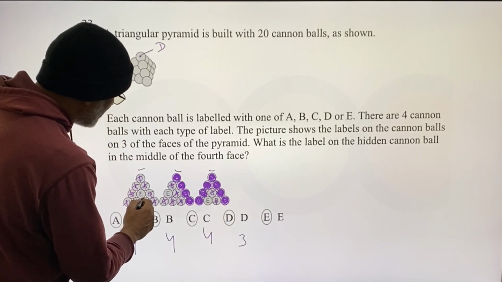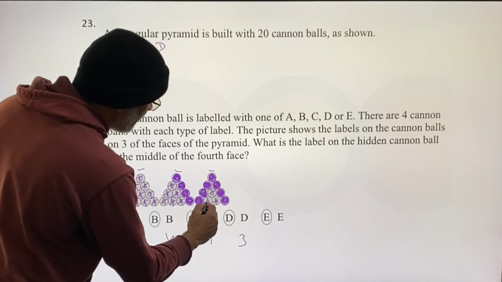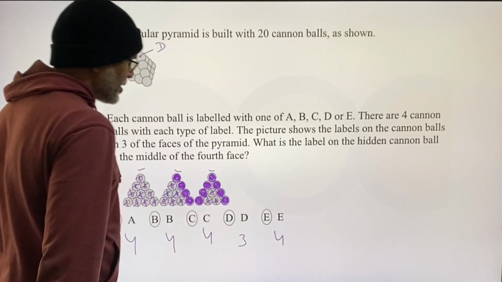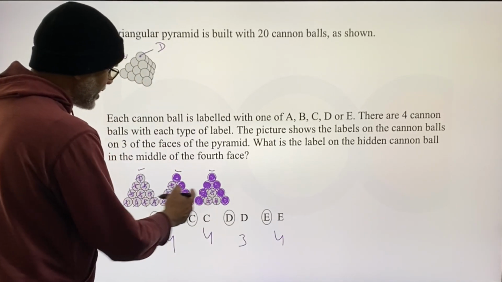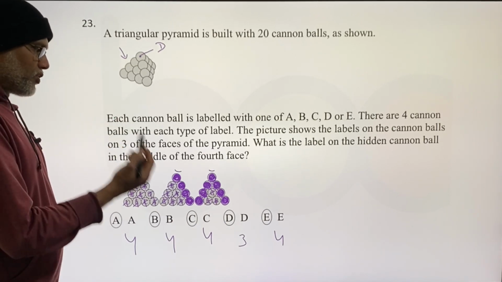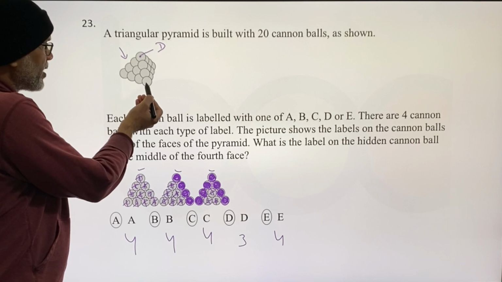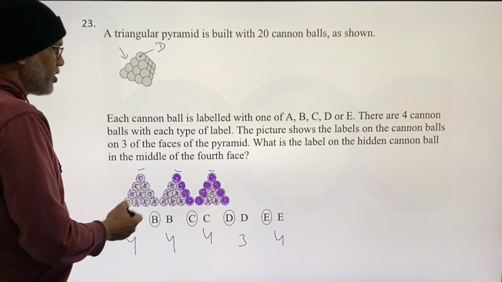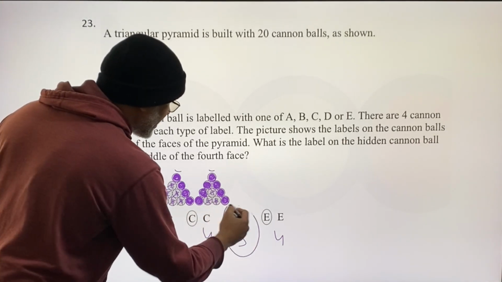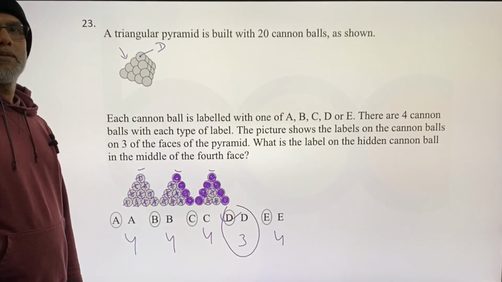You see 1, 2, 3, 4. I see 4 E's, right? So there are only 3 D's in the view. So the ball that is hiding on the bottom layer that we are not able to see through the edge must be a D, right? Then again, D is the correct choice.